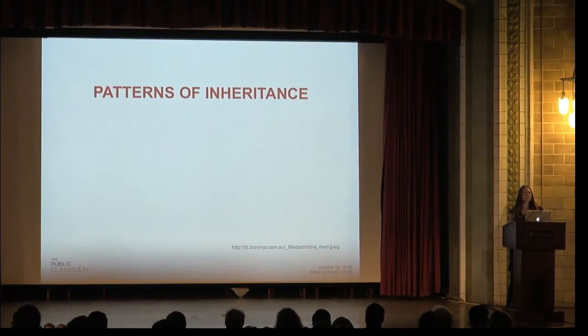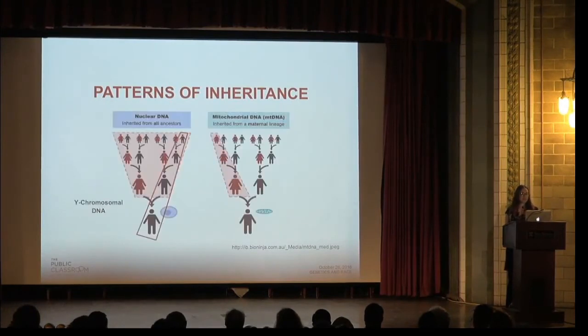The different types of tests that these companies use are based off of what we call patterns of inheritance. Like I said when I was talking about DNA, we have two different forms of DNA in our body. We have our nuclear DNA, which is inherited from all of our ancestors. So for instance, this man over there gets his DNA from his mom and his dad, and then his parents get them from his parents, and so on and so forth. So when we're doing nuclear DNA tests, it's actually the accumulation of all of our DNA from all of our ancestors.